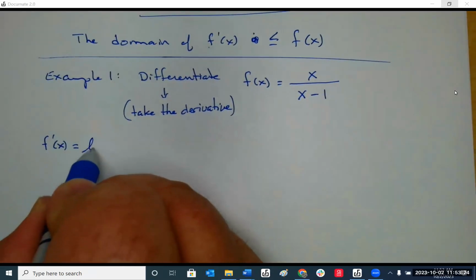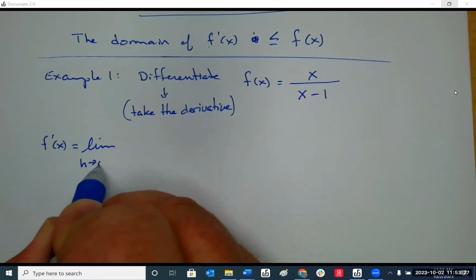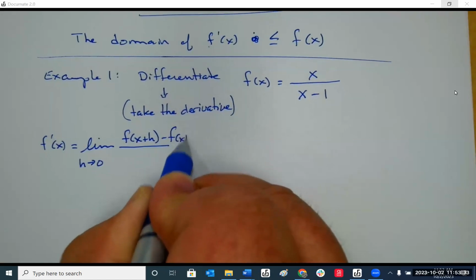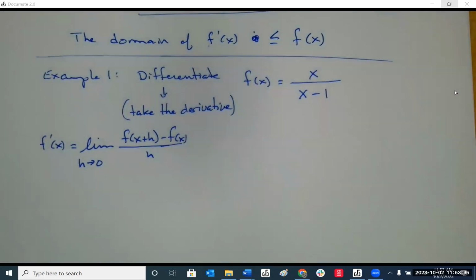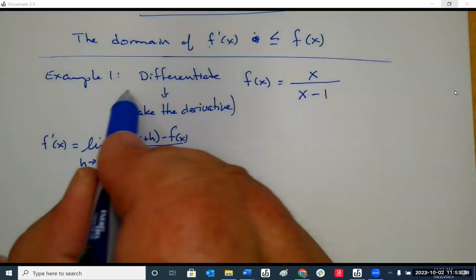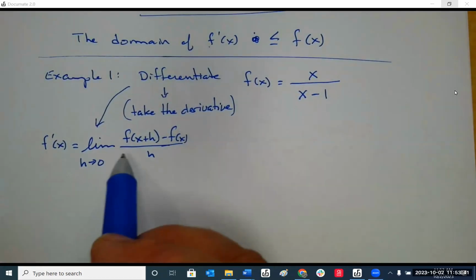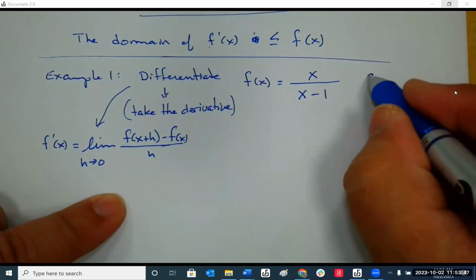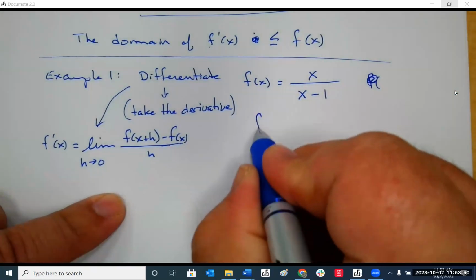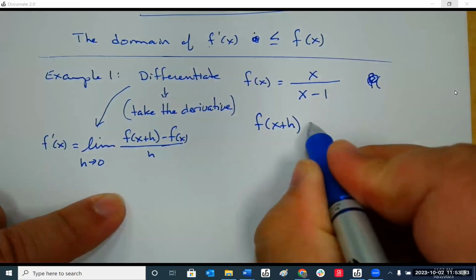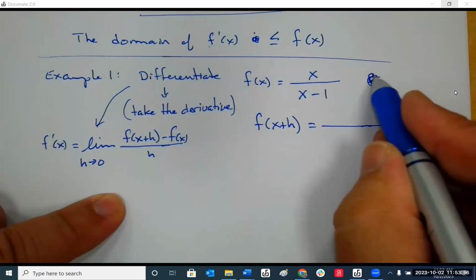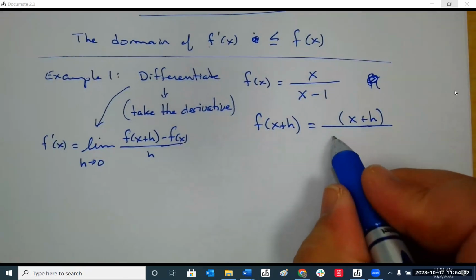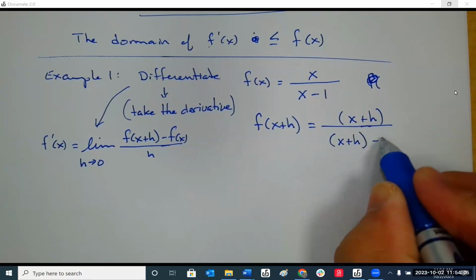When we're looking for the derivative, we want this. So this is what we're talking about. We have f of x. We need an x plus h. So it's x plus h on top. And what do we have on the bottom?